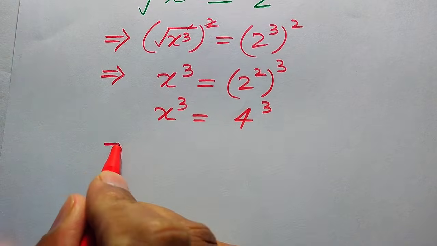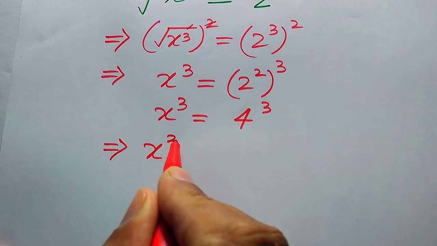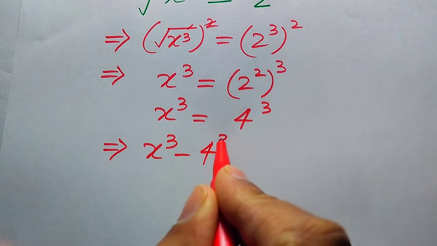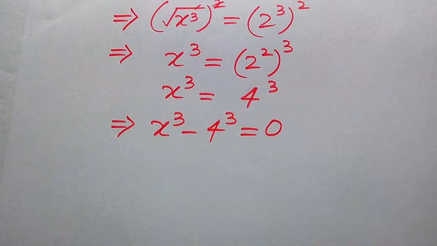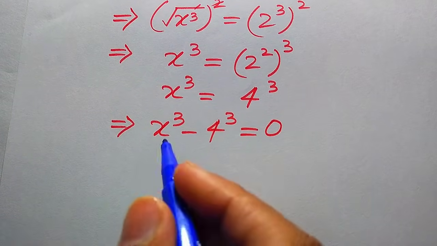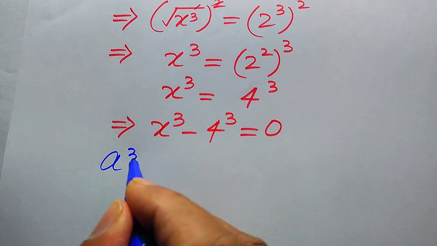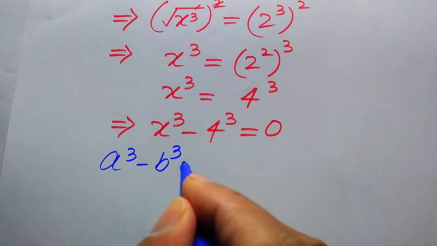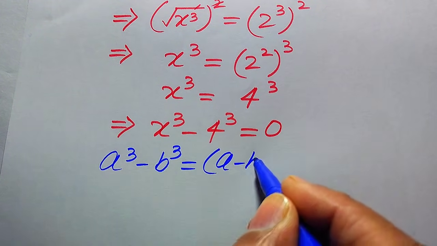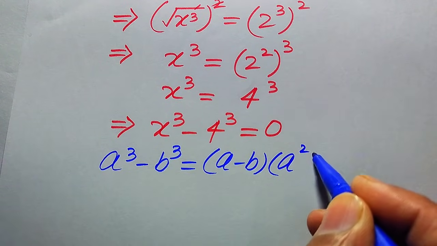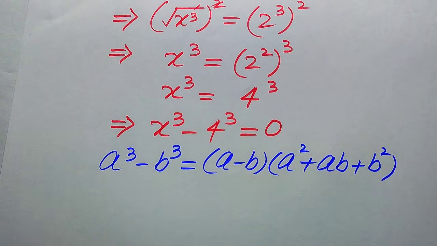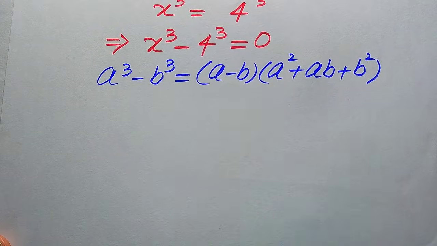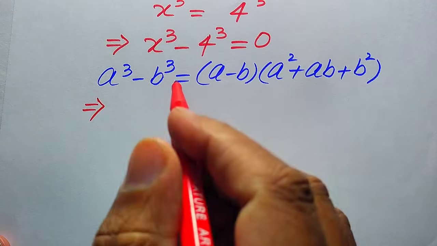Now we move this 4 cubed from the right hand side to the left hand side, and it becomes x cubed minus 4 cubed, and this whole equation is equal to 0. In the next step, we need to apply the cubic formula, and you know about that. If we have a cubed minus b cubed, it is equal to a minus b times a square plus ab plus b square.